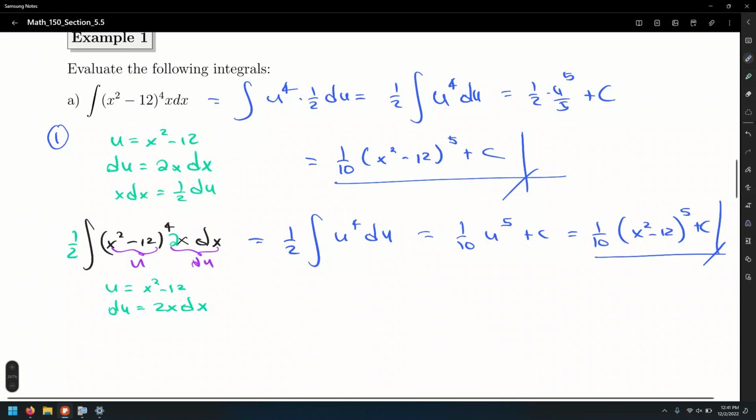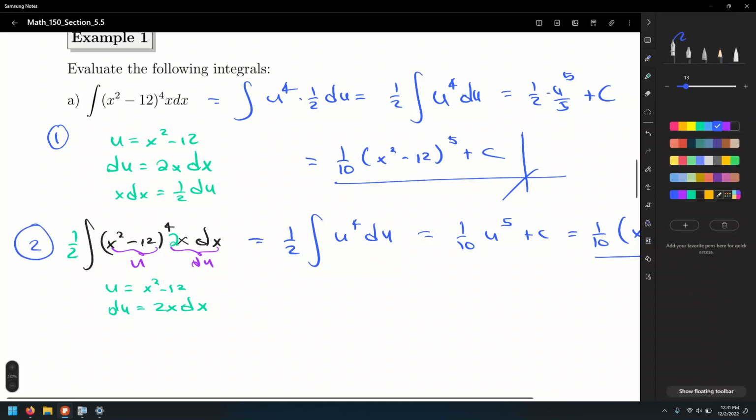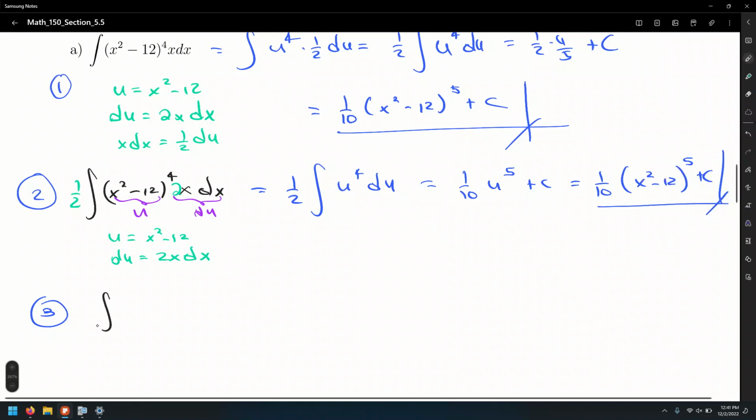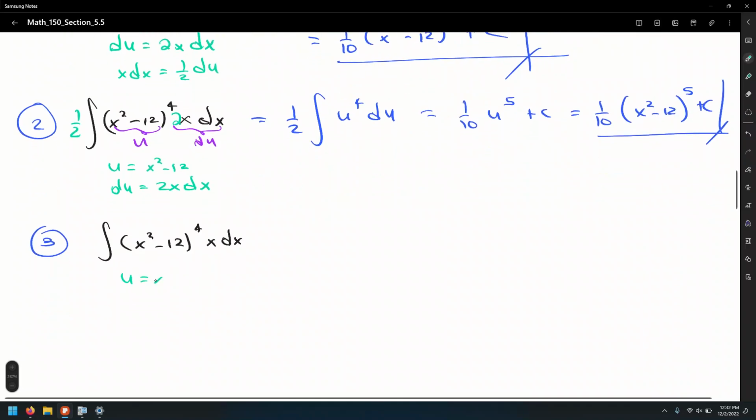Let me discuss the third method. The third method is not very common. But what I've noticed from students in the past, they either use method 1 or method 2. Either way, it's fine, or even the third method. So let me call this method 3. For method 3, let me write down the integral again. The integral of (x squared minus 12) to the 4th power x dx. And the choice of u will be exactly the same. That is, u equals x squared minus 12, du equals 2x dx.